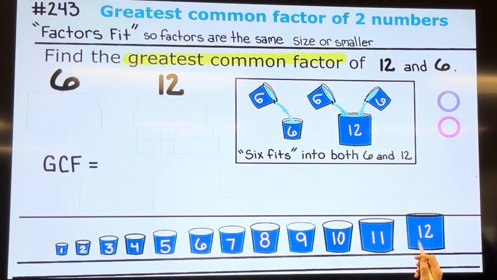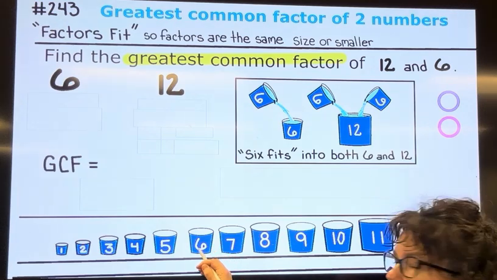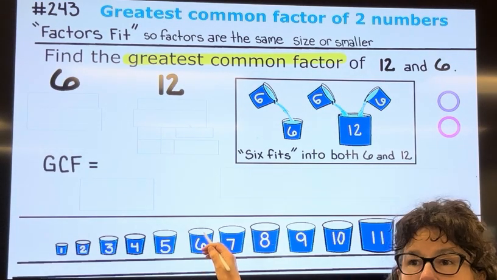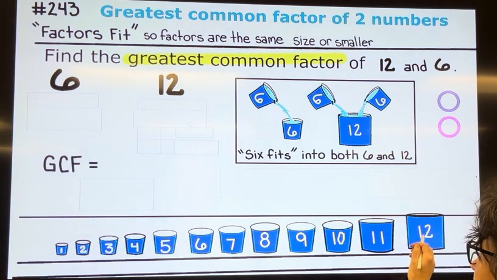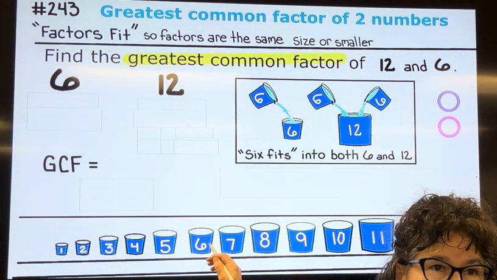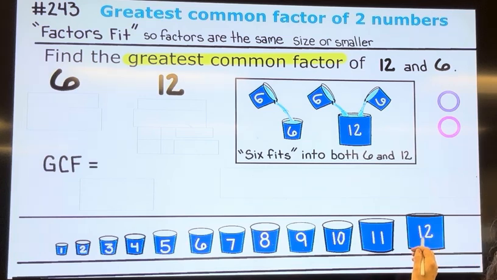holds 12 of something. If I grab a cup that holds 6 and I fill it up to the top, and I dump it into the 12 cup, and then I fill it up to the top and I dump it into the 12 cup, nothing spills and it's completely full because 6 plus 6 is 12.